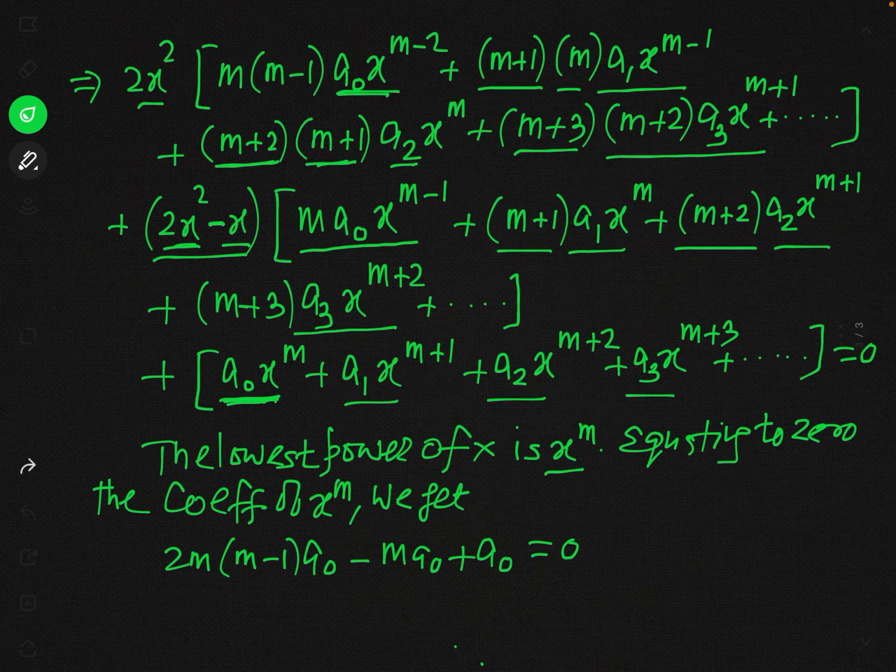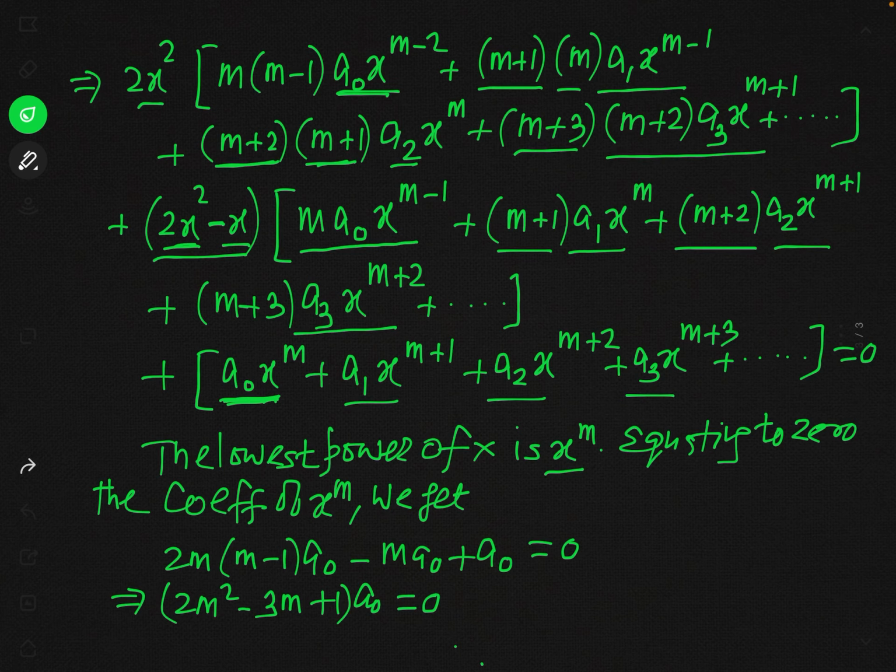From here we get the initial equation in m, or you can say the quadratic equation in m, which is called the indicial equation. And from here we will find the roots of that quadratic equation after solving it. You can see this will be simply (2m square minus 3m plus 1) into a naught. This is just simple algebra, and this is equal to 0.